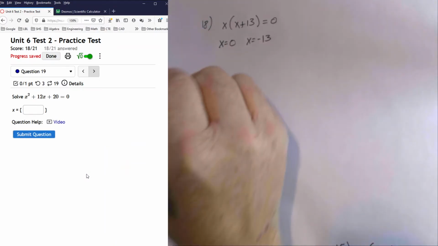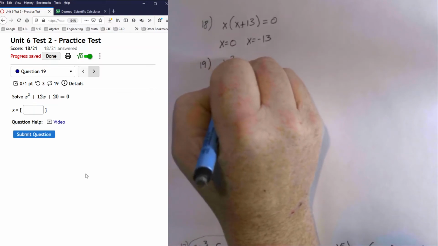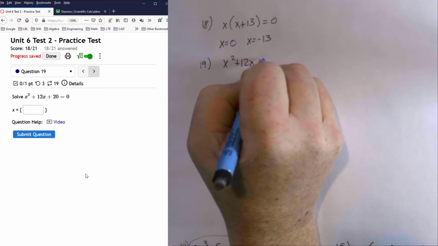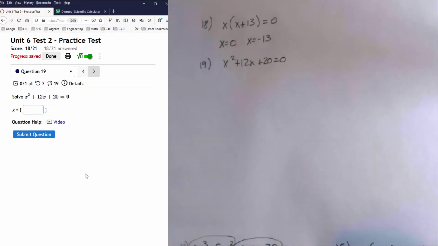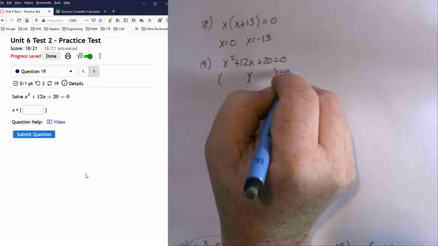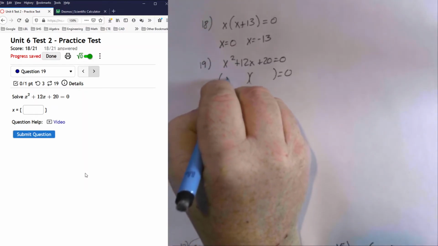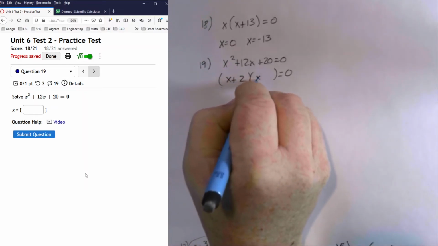Number 19. So they give us x squared plus 12x plus 20 is equal to 0. So I'm just going to try to factor that. So I'm going to look for the factors of 20 that add up to 12. I think it's going to be 10 and 2. So x plus 2, x plus 10.